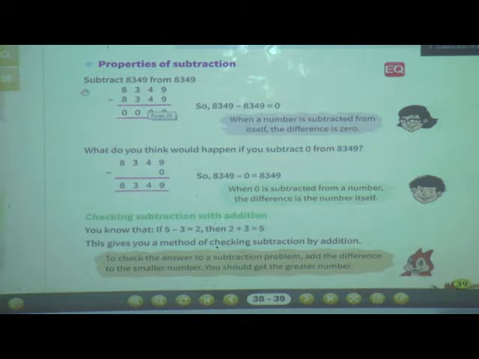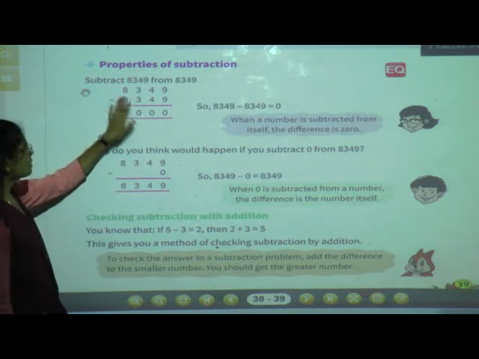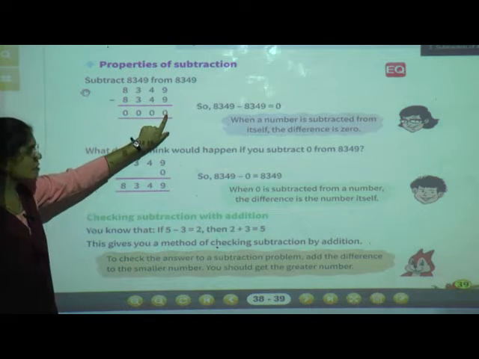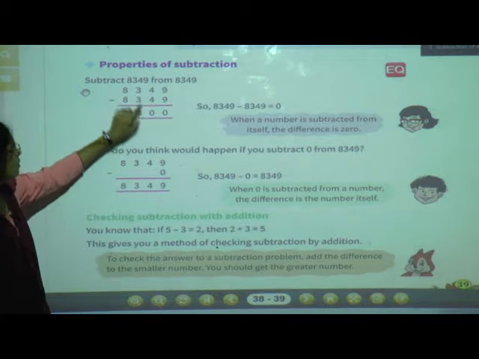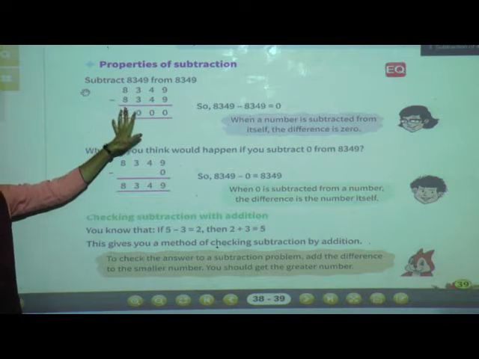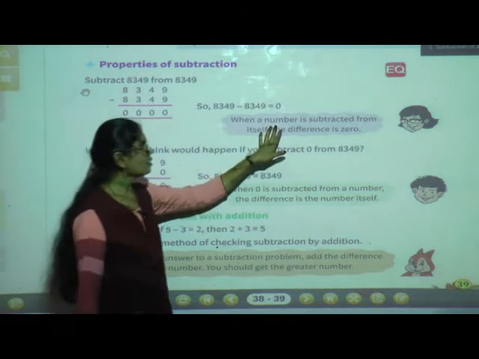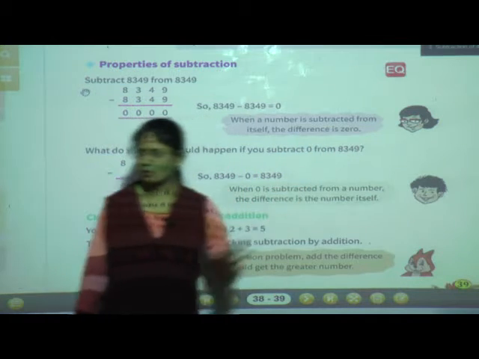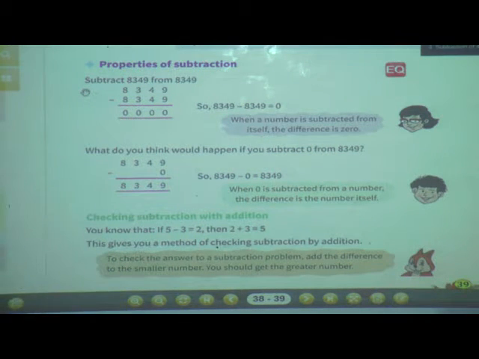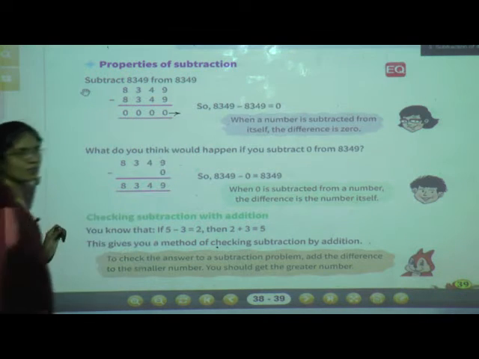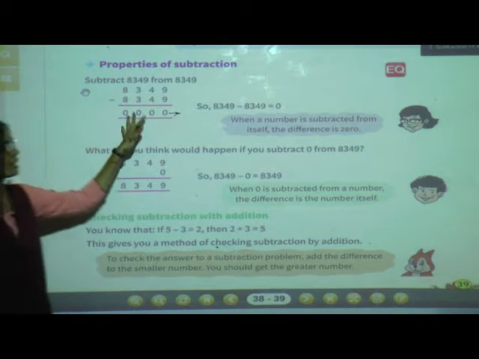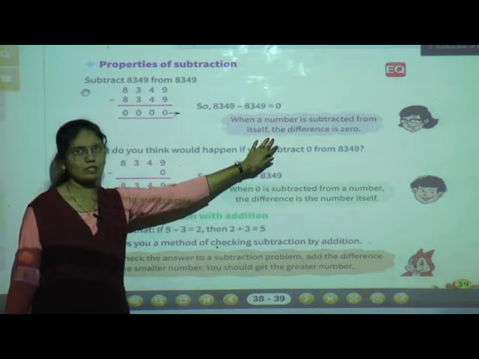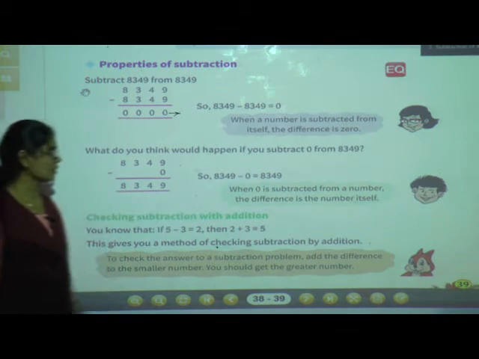See here, the number is 8349. If the same number we subtract from that number itself, see here, 9 minus 9, 0, 4 minus 4, 0, 3 minus 3, 0, 8 minus 8, 0. Means when a number is subtracted from itself, the difference is 0. See, this answer is called as difference. If we subtract one number from that number itself, then the difference is 0. This is our first property of subtraction.